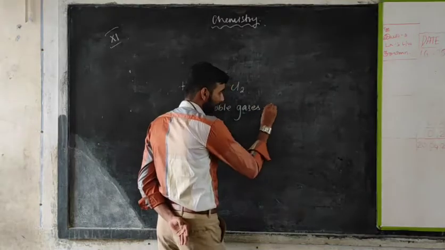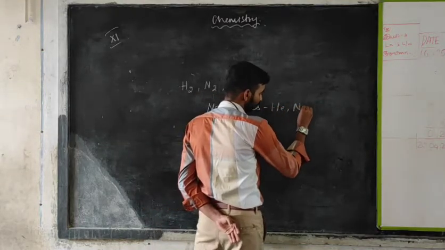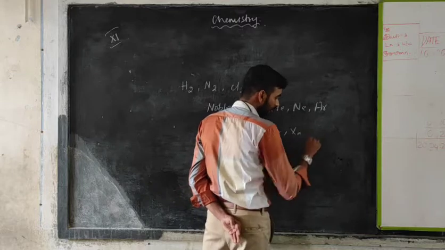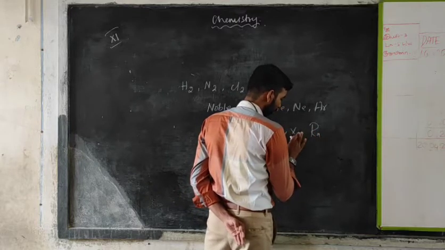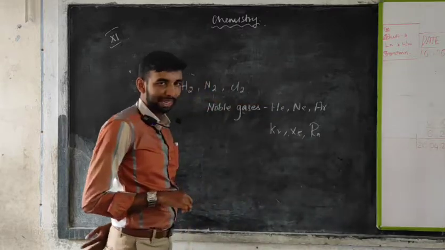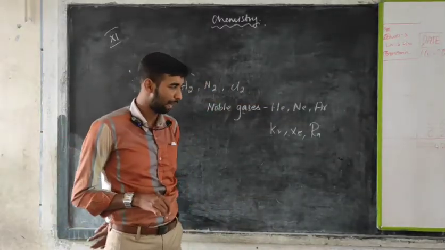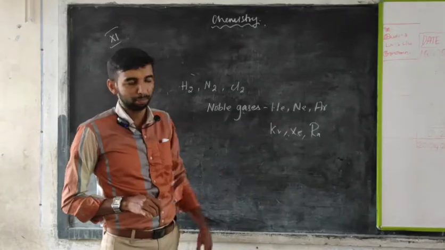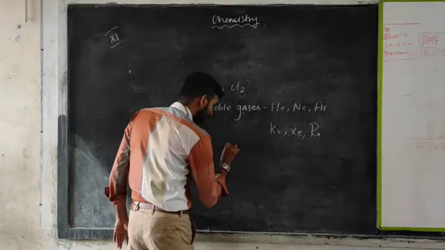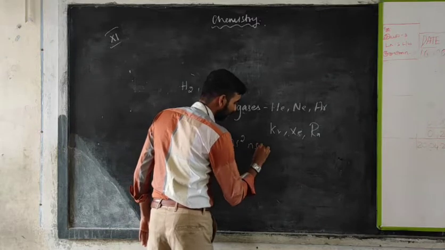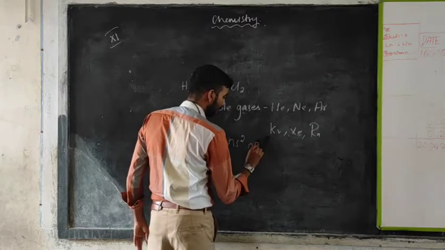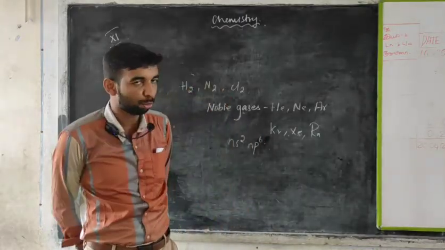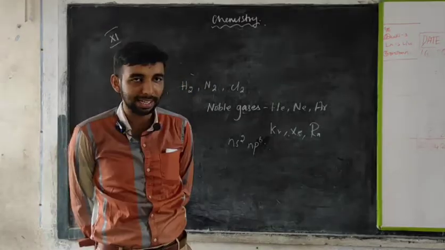The noble gases are helium, neon, argon, krypton, xenon and radon. They exist in a gaseous state and do not react with any other compound because they have a stable configuration, that is ns2 np6. These gases are called monoatomic gases because they do not link with any other atom or element.